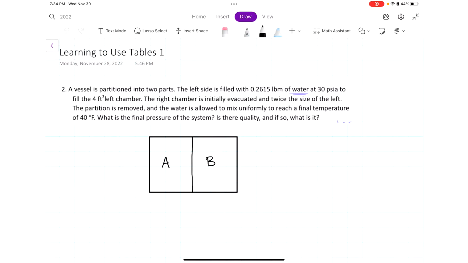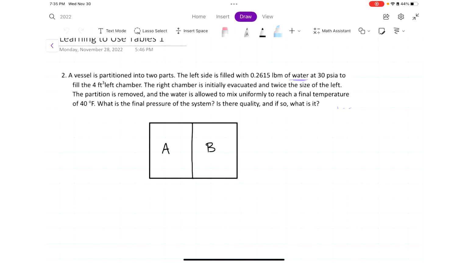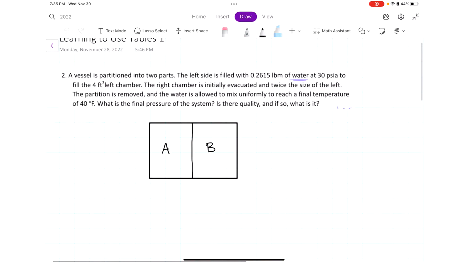In this video, we are going to solve a simple Thermodynamics 1 problem using our water tables. So let's get started. A vessel is partitioned into two parts. The left side is filled with 0.2615 pound mass of water at 30 psia to fill the 4 feet cubed left chamber. The right chamber is initially evacuated and twice the size of the left.